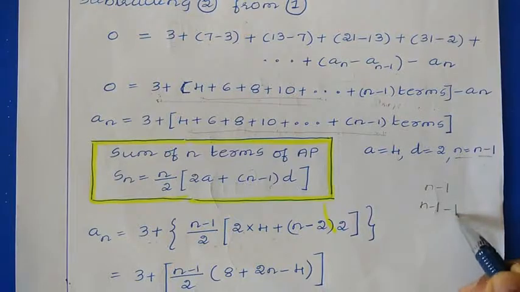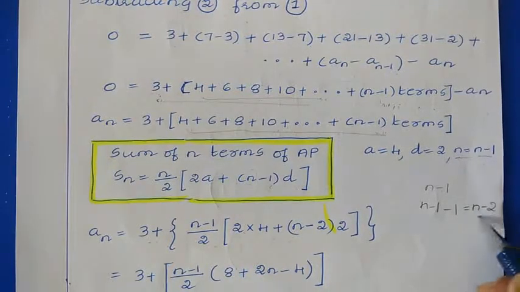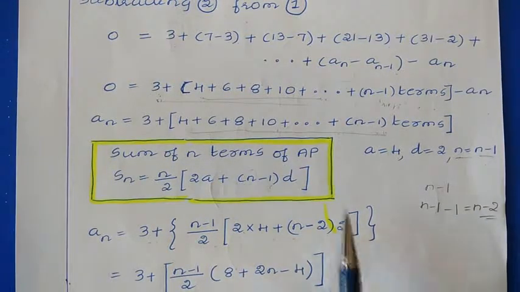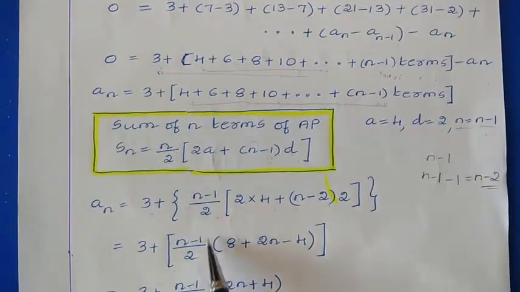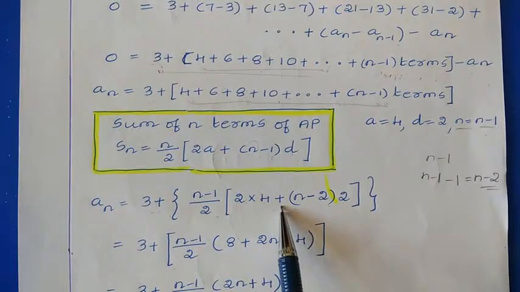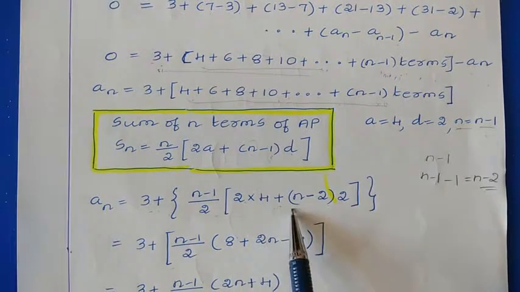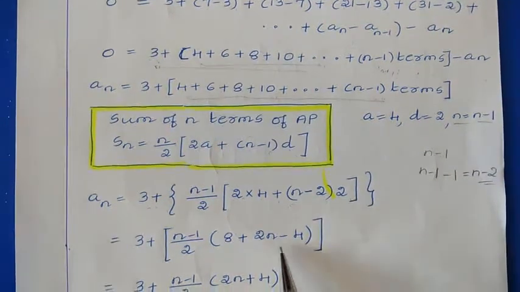Then we have one more minus. That means this becomes n minus 2. So n minus 2 into d. d is 2. So we have here 3 plus n minus 1 divided by 2, 2 into 4, that is 8, plus 2n, 2 into 2, that is 4, minus 4.